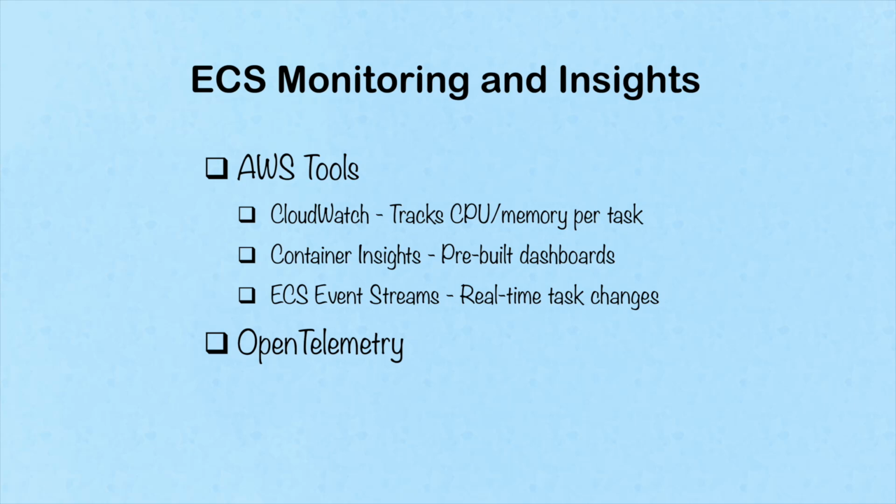Combining AWS tools with OpenTelemetry eliminates blind spots. CloudWatch ensures cluster health, while OpenTelemetry reveals how applications behave inside containers. Together, they help you optimize costs, troubleshoot faster, and maintain reliable ECS workloads, whether using Fargate or EC2.